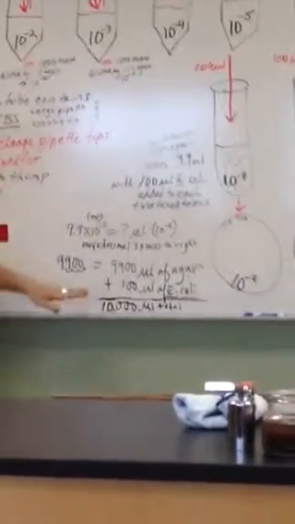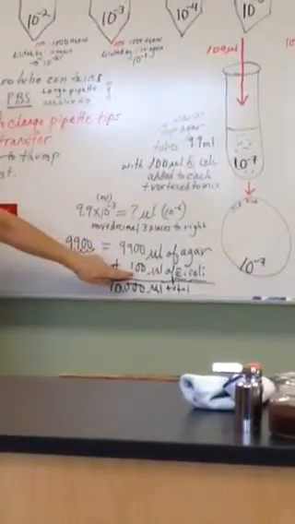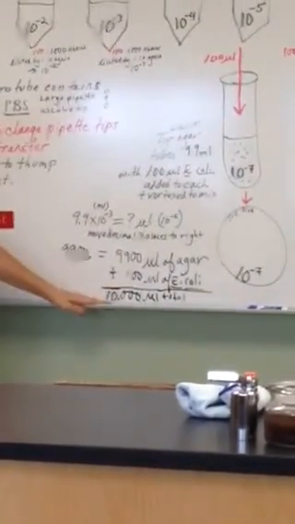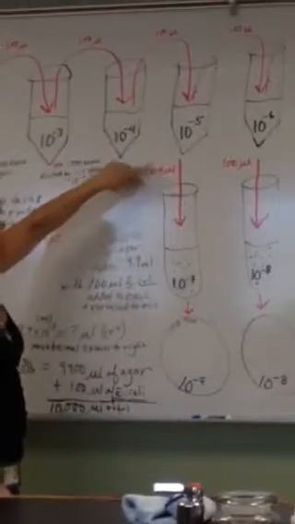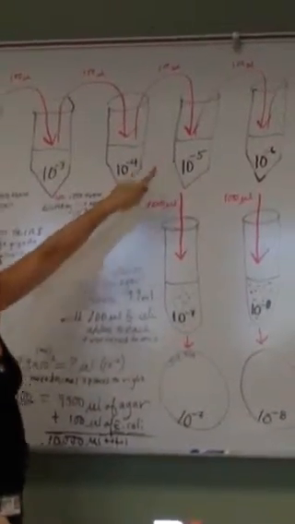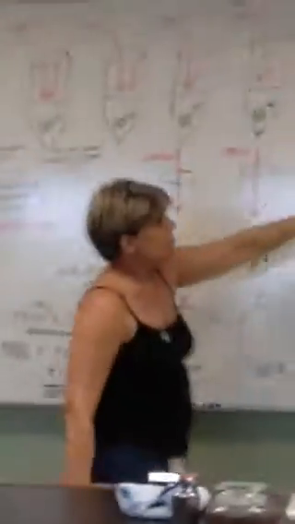coli to it. So 9,900 plus 100 is 10,000 microliters total. So in here I've got 10,000 microliters. And now I'm going to add 100 microliters of this phage solution to it. So what have I done? When I do this step, how much more does it dilute the phage solution to go from here to here?